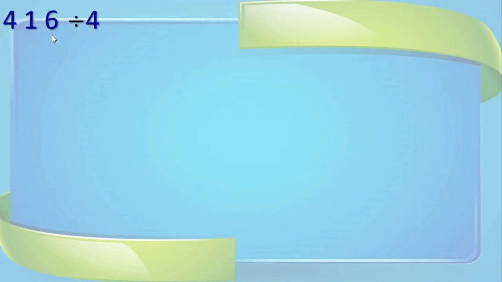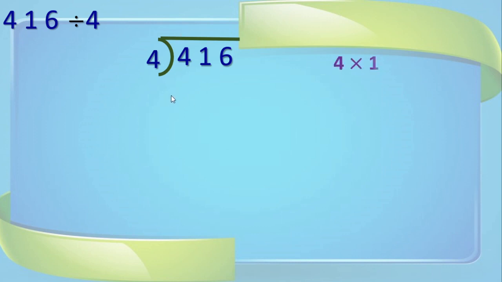Here 416 divided by 4. Now we will take 4. 4 ones are 4. This is very easy, right? 4 ones are 4. So 4 minus 4 is equal to 0. Now what we will do in the next step? 1 we will take down, correct?